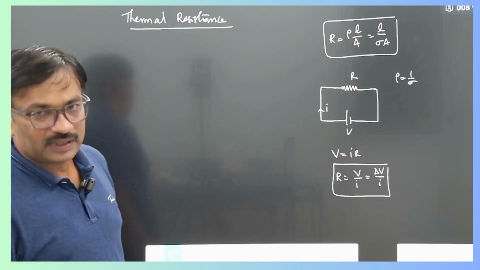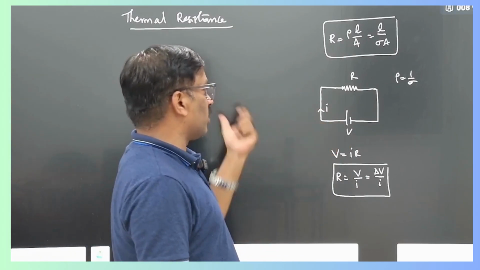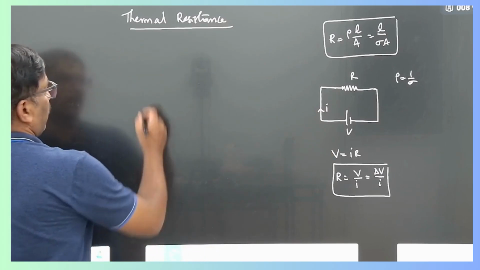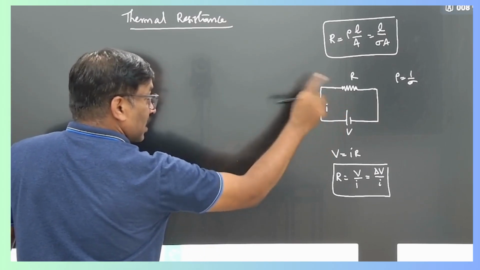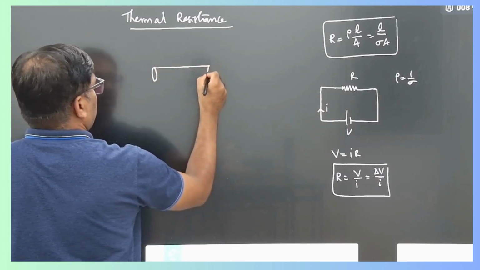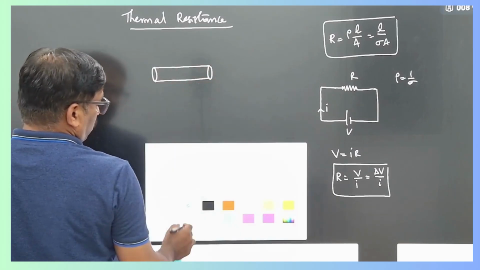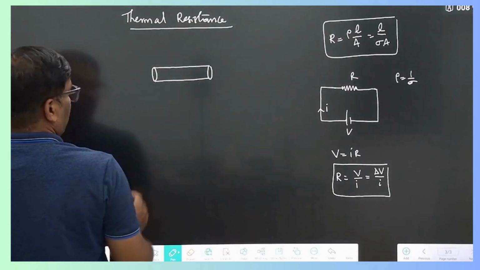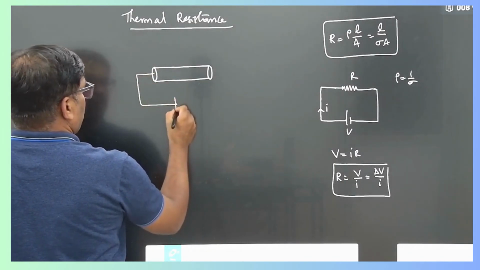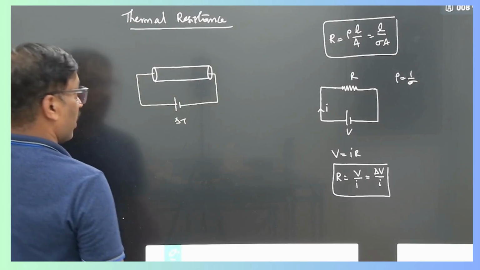Now exactly for thermal resistance also, we are going to define it the same way. Here current is flowing, charges are flowing; there heat will flow. Here there is a rod. So why will the heat flow? Because of the temperature difference. So what will the temperature difference be here? The temperature difference is like your battery. So this is your temperature difference.